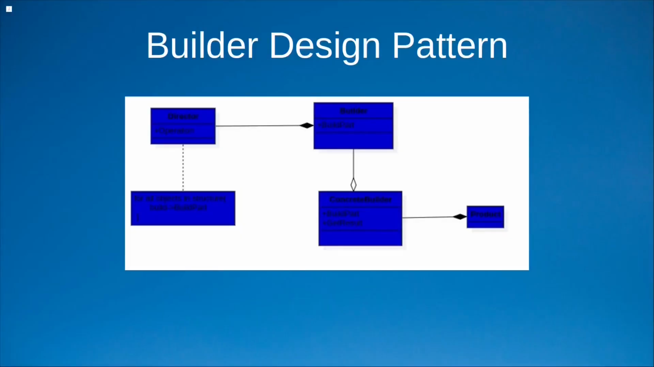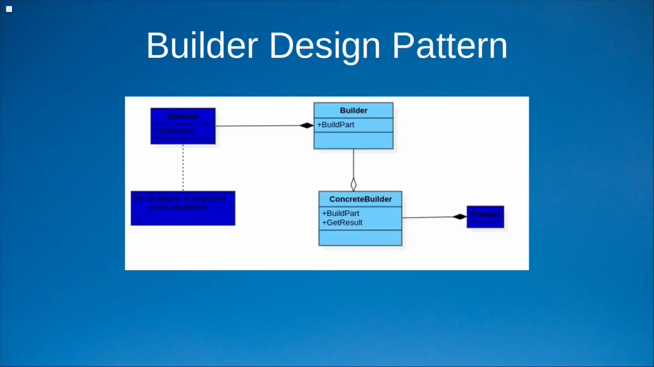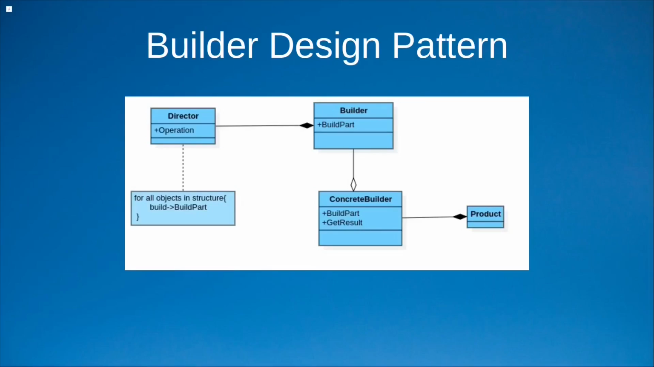UML. Builder specifies an abstract interface for creating parts of a product object. Concrete Builder constructs and assembles parts of the product by implementing the Builder interface, defines and keeps track of the representations it creates, and provides an interface for retrieving the product. Director constructs an object using the Builder interface. Product represents a complex object under construction. Concrete Builder builds the product's internal representation and defines the process by which it is assembled. Product includes classes, including interfaces that define the constituent parts, into the final result.